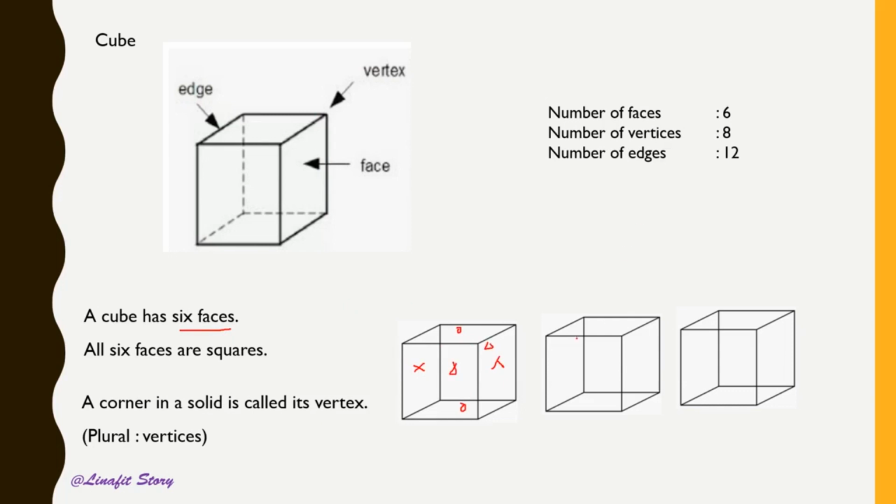There are 8 vertices: 1, 2, 3, 4, 5, 6, 7, 8, and then there are 12 edges: 1, 2, 3, 4, 5, 6, 7, 8, 9, 10, 11, and 12.